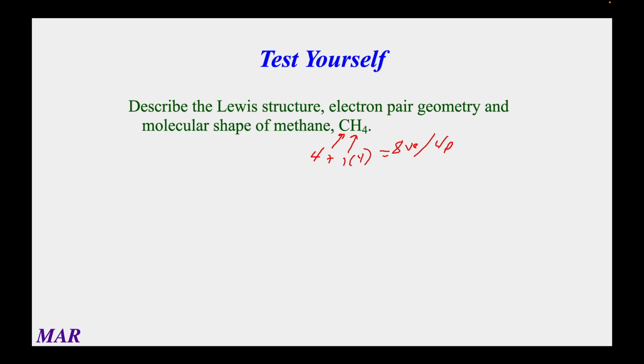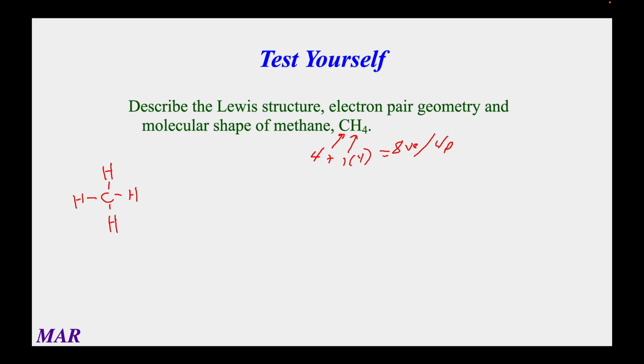We need to find the central atom. It's usually the first atom listed, never hydrogen. So in this case, that's easy. Carbon is going to be the central atom, and we need to connect those hydrogens to the carbon. So we're going to draw bonding pairs that connect them, like a chain, if you will, to keep the hydrogens connected to that carbon in the middle.